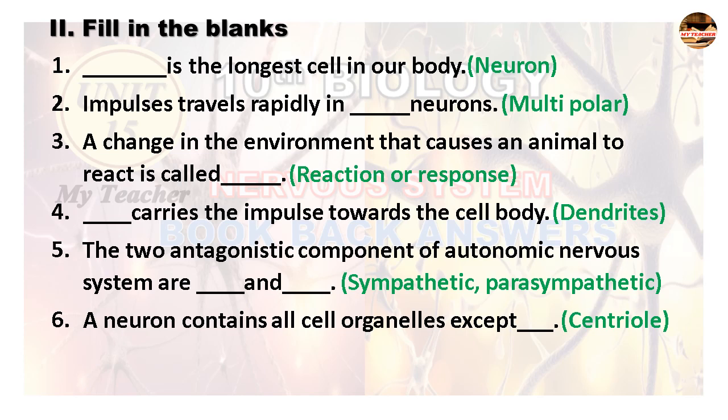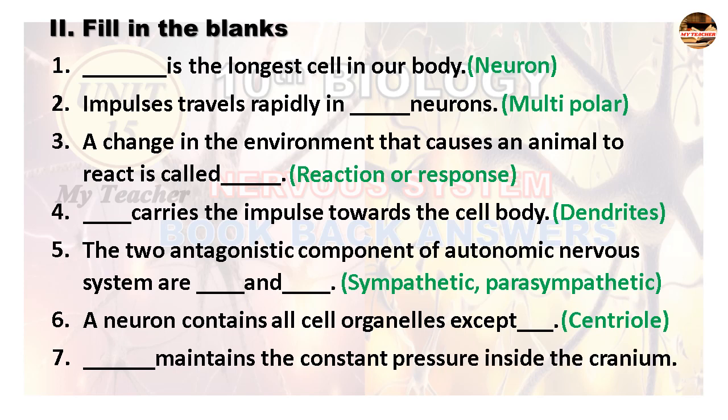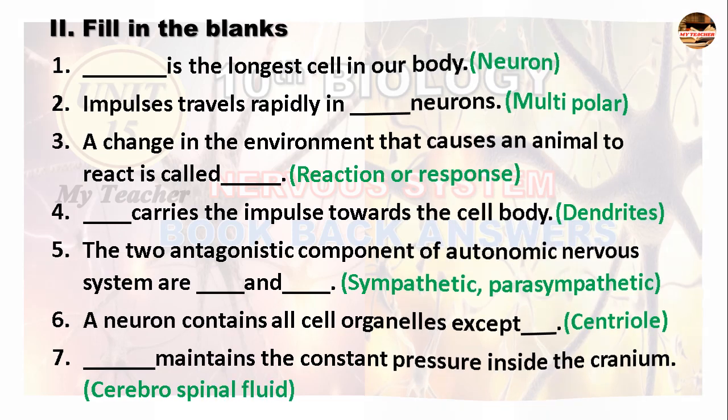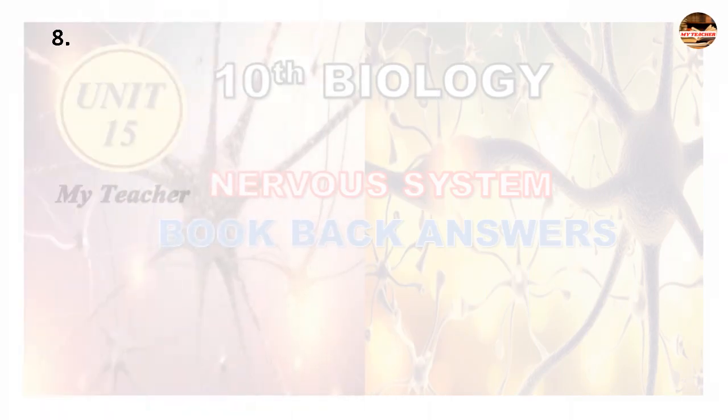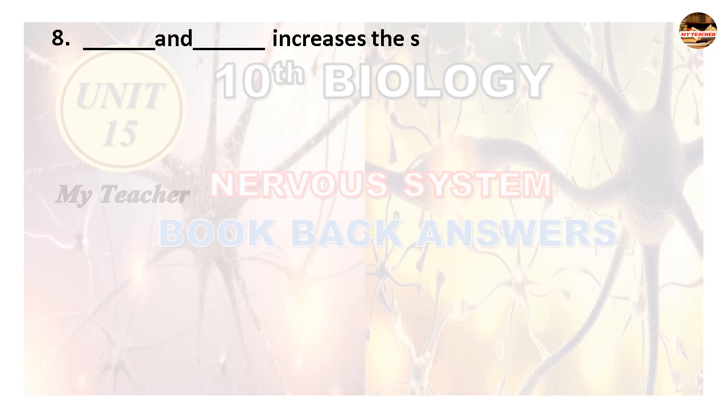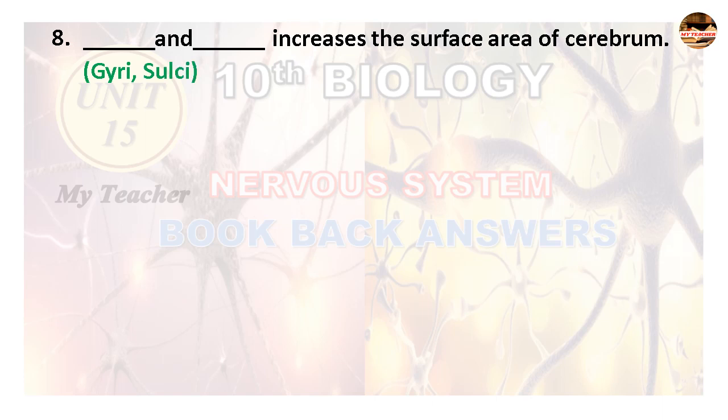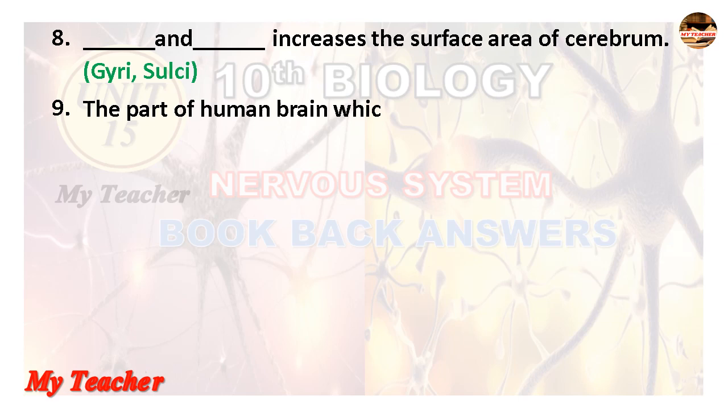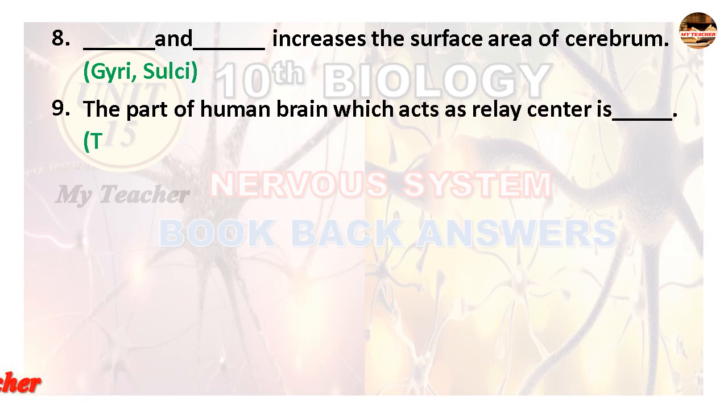Sixth one, a neuron contains all cell organelles except dash. Answer, centriole. Seventh one, dash maintains the constant pressure inside the cranium. Answer, cerebrospinal fluid. Eighth question, dash and dash increase the surface area of cerebrum. Answer, gyri and sulci. Ninth one, the part of human brain which acts as relay center is dash. Answer, thalamus.